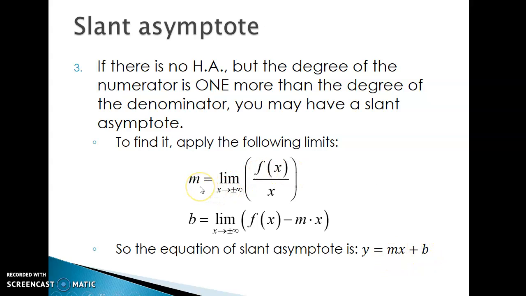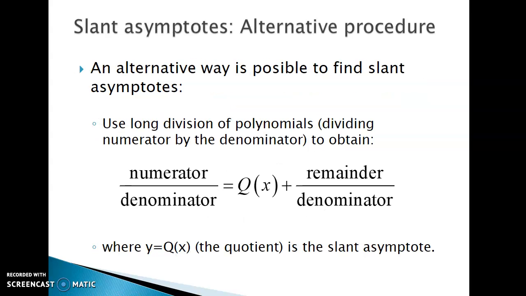And for the value of m, you need to find a limit. The limit as x approaches positive or negative infinity, one of them is enough, of the entire function divided by x. That is, apply the function, divide everything by x, and then simplify and get the value. The value of b is the limit as x approaches positive or negative infinity of the function minus the slope that you found times x. It is a little complicated, so I'm not going too much into depth for this one. So what I'm going to do is show you the alternative way, which is a lot simpler.